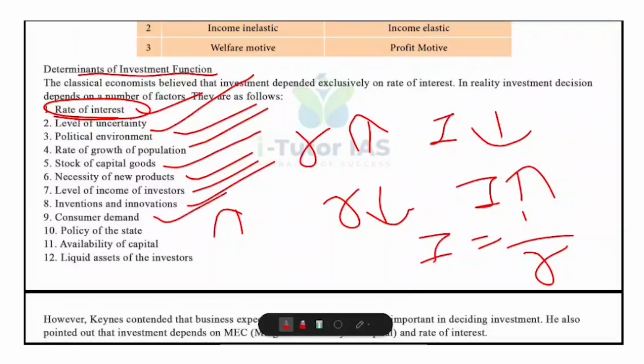Then how is consumer demand a determinant of the investment function? Think of it like this: when people's demand for goods and services increases, businesses expect higher profit and expand production, and it leads to more investment. When demand falls, investment slows down. Then policy of the state. Government policies like tax incentives, subsidies, ease of doing business and low-interest loans all encourage investment. But high taxation or complex regulations will discourage it.